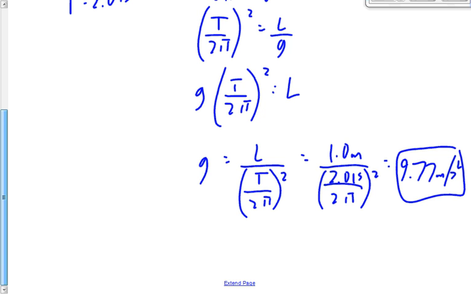So here we are in Calgary, somewhere around 9.8 or so. What are we at the top of Mount Everest? 9.77. Is there a difference? Yeah. Is it measurable? Yes. Is it significant? No. But it's different.